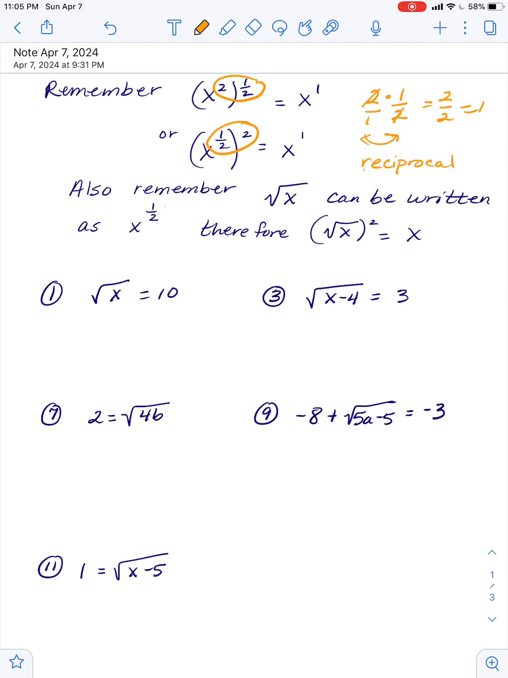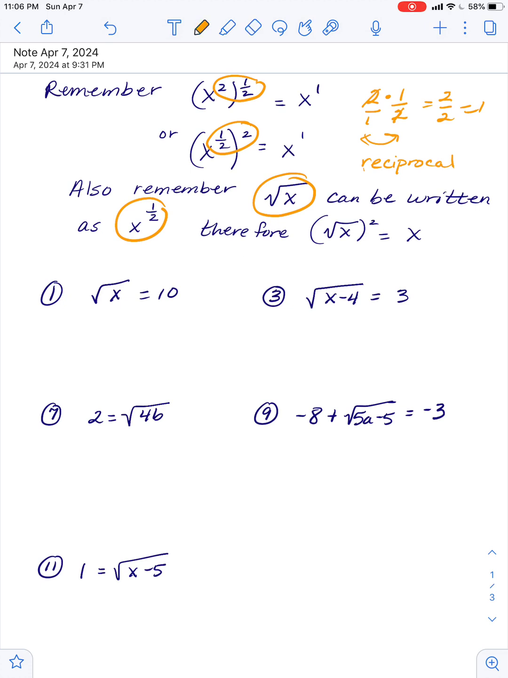Also remember, when we write x to the 1/2, that is the same as the square root of x. And so we could actually write this problem in two different ways, because number one could just as easily be written as x to the 1/2 equals 10. That's actually our next video, when it's written in the fraction form. So today we're going to write it in radical form, and then in the next one we write it with the fraction as the exponent. Okay, so we're going to go ahead and just jump in and get started on these.